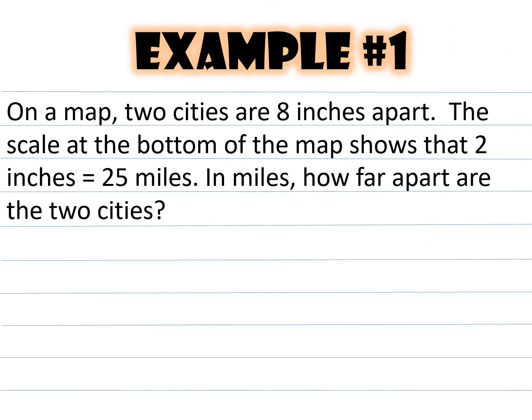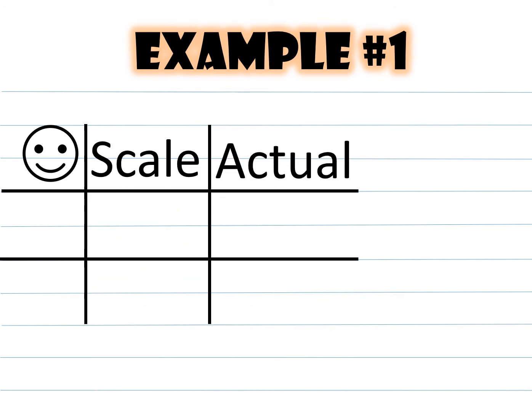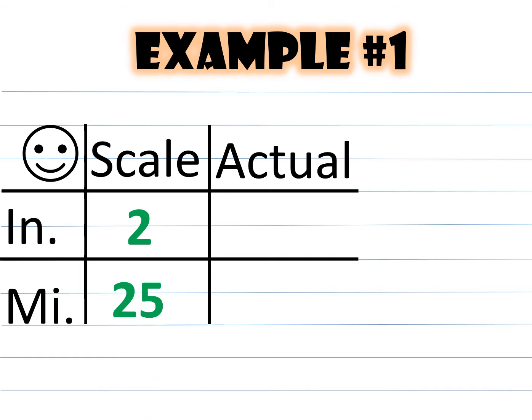Example number 1, on a map, 2 cities are 8 inches apart. The scale at the bottom of the map shows that 2 inches is worth 25 miles in real life. In miles, how far apart are the 2 cities? Well, what we're going to want to do here for example number 1 is make our tic-tac-toe board. Smiley face in the top left corner, scale and actual going at the top. They mention inches and miles, so let's put those as 2 labels on the left. They said that 2 inches correlate to 25 miles in real life.